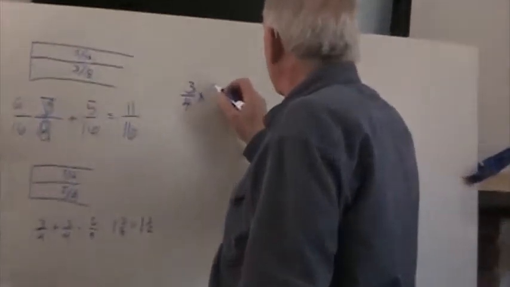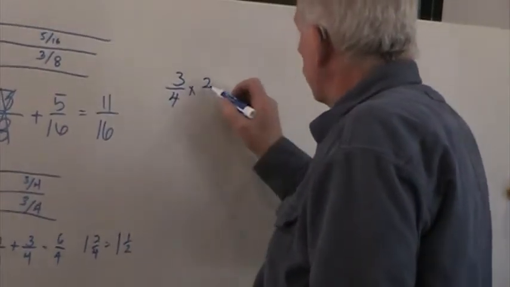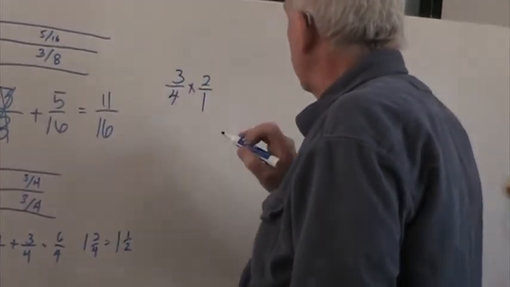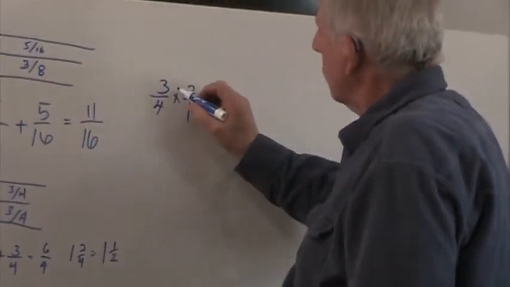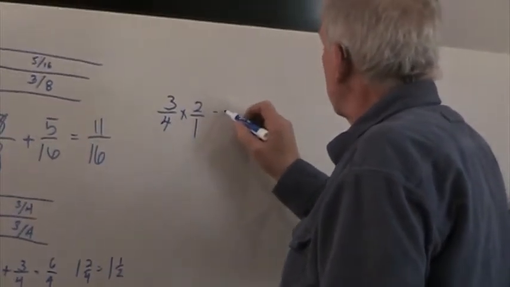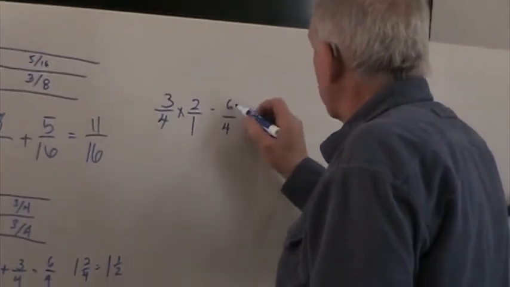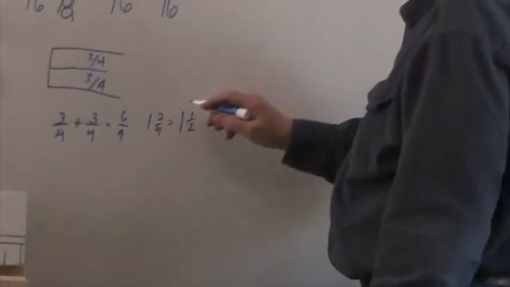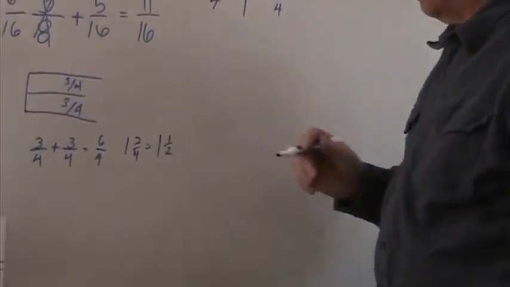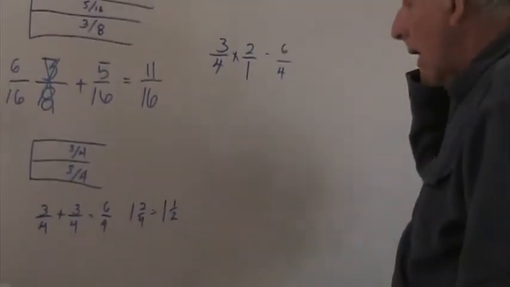3/4 times 2. Well, 2 over 1 is still 2, right? So I would multiply this way. So 3 times 2 equals 6, and 4 times 1 equals 4. So I have 6/4, which is my same answer as before, okay?